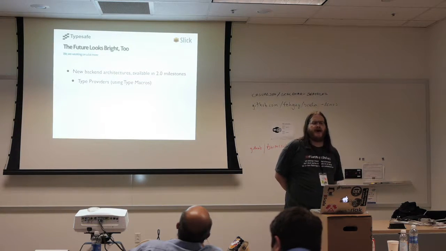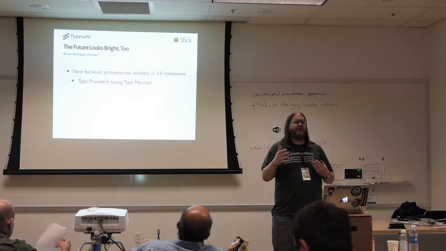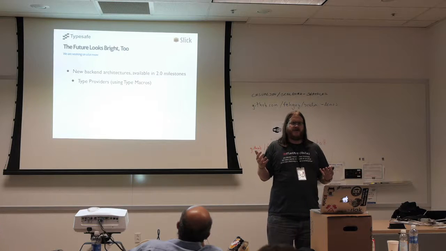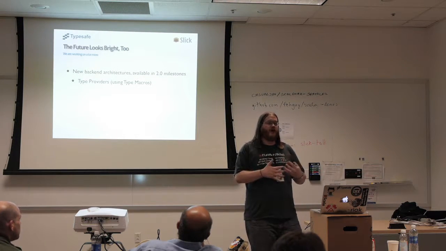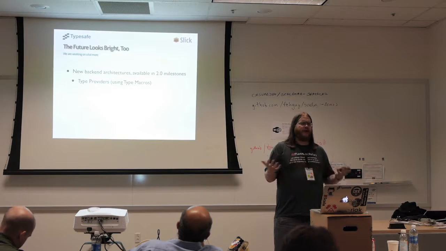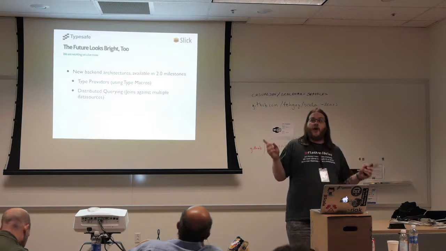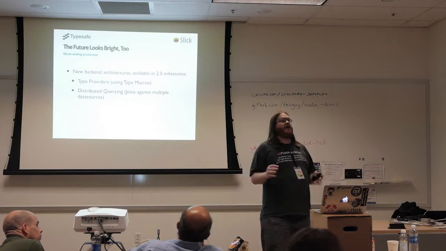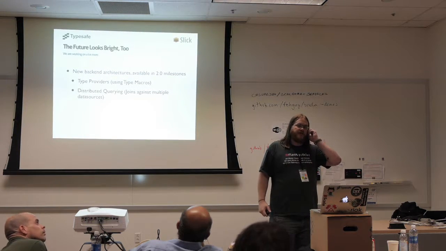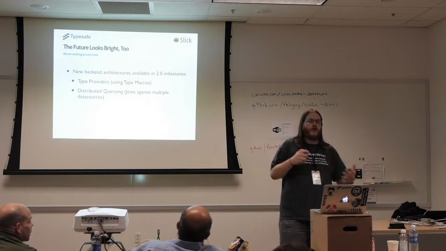So there are some new backend architectures that are available in the 2.0 milestones. This includes type providers using type macros. This is going to greatly improve some of the stuff that seems a little overly expressive, like declaring our table types and other things, which will be possible to automatically infer as type macros come around, and I think Macro Paradise is due for 2.11. There is distributed query, and if you're going to be at JavaOne, I do highly recommend Stefan's talk. I've actually walked through his slides for JavaOne. He's going to be talking about the direct querying system, the distributed querying system.